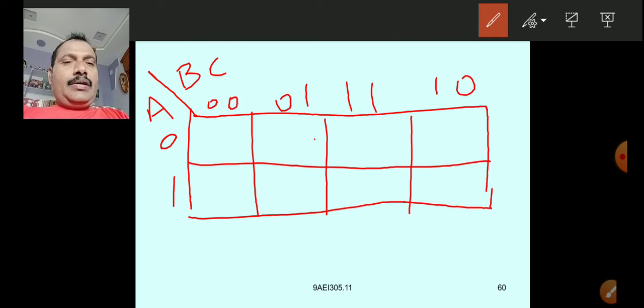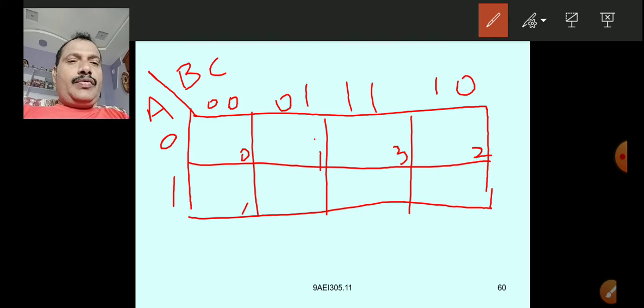This is the cell number 0, cell number 1. This is cell number 2, because you have to skip third column or third row. 0, 1, 2. This is 3. This is fourth one. 5, 6, 7. This is the cell numbering.